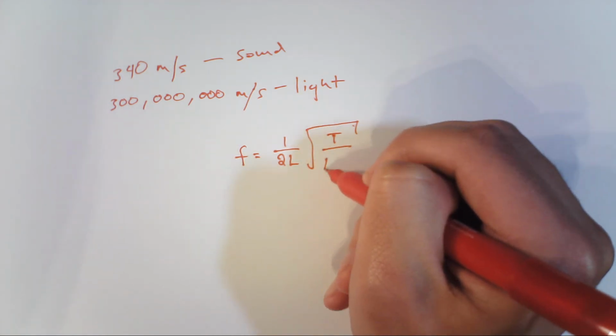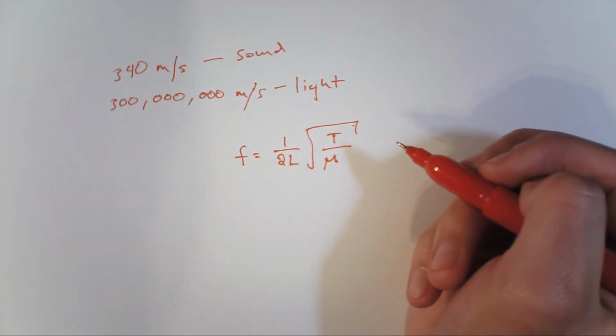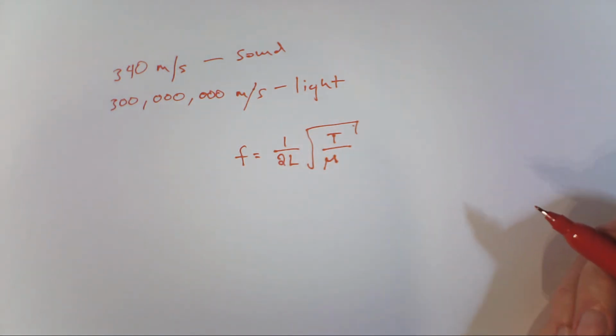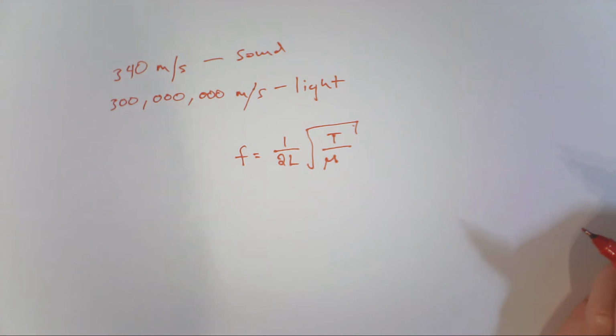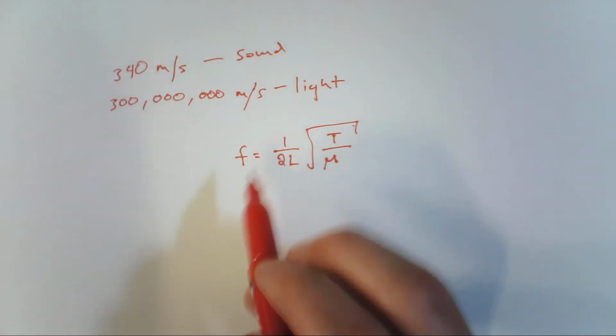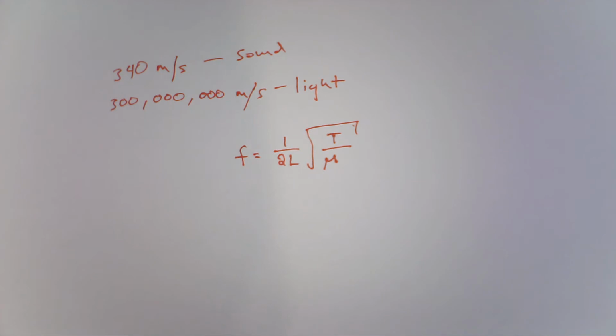So we have F equals 1 over 2L times the square root of T over Greek letter mu. What does this mean? Well, F is frequency. We know that frequency means the number of oscillations per second. We don't know the other letters yet. So L refers to the length of the string, T refers to the tension of the string, and mu refers to the density of that string, or, in simpler terms, the thickness or the diameter of that string.